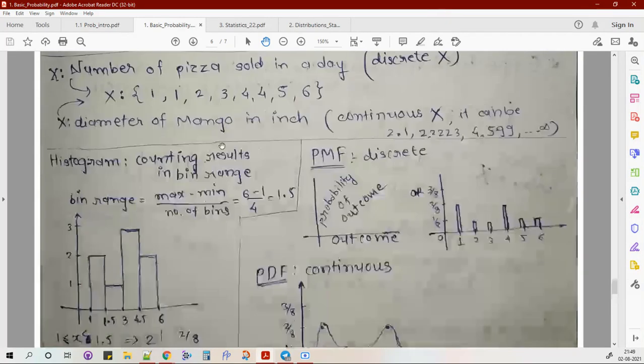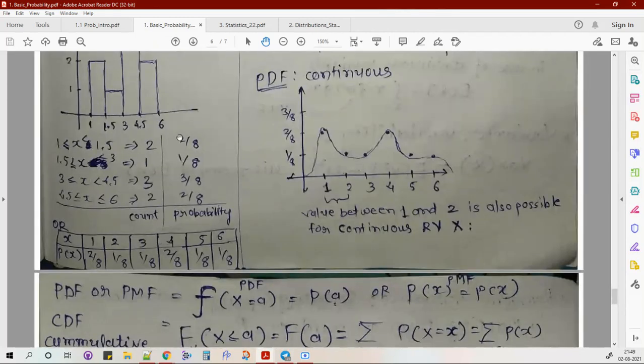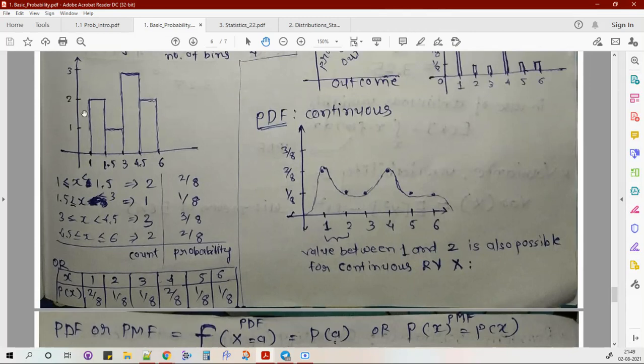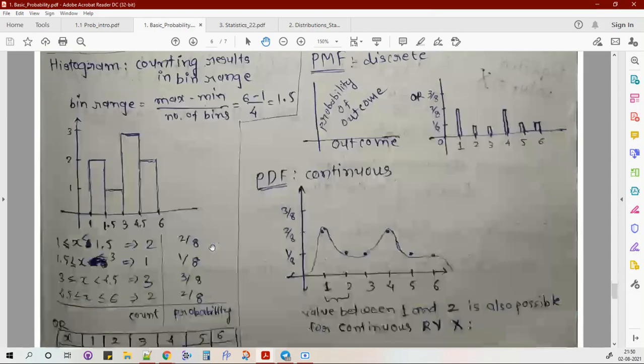So total count is nothing but 8. 1, 2, 3, 4, 5, 6, 7, 8. And this is nothing but the probability, right? If you divide the histogram value, the count, by the total number of counts, that's nothing but the probability. So the probability of getting a value from 1 to 1.5 is 2 by 8, because I have two observations, of 1 and 1, so 2 out of 8.